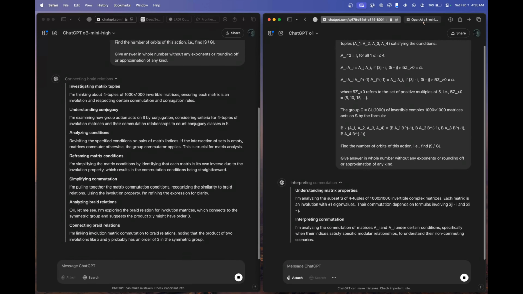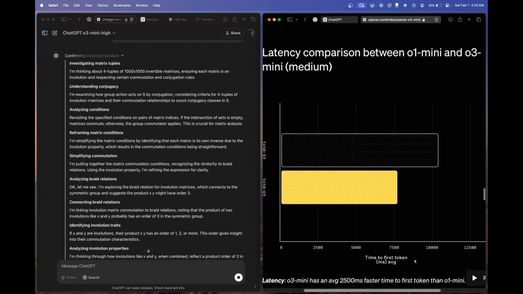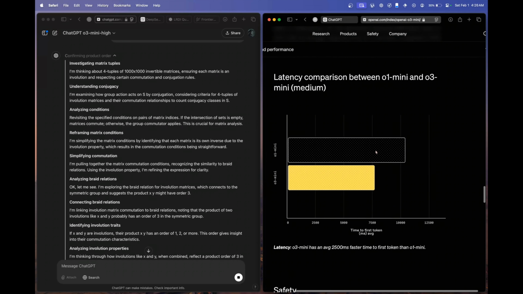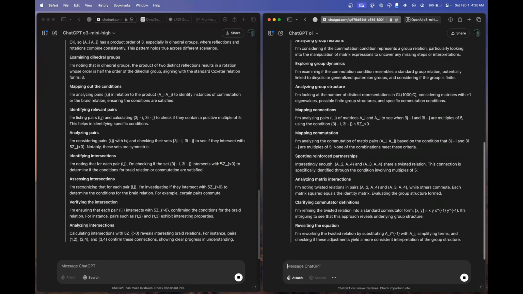And if you go to the OpenAI O3 Mini's page, here you can see the time to first token, the first response that comes up here. It is very less compared to O1 Mini as well. So there has to be a very big difference between O1 and O3 Mini. That's the reason we see O3 Mini coming up with the responses quicker.